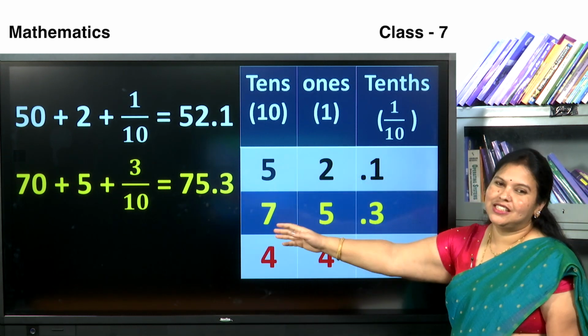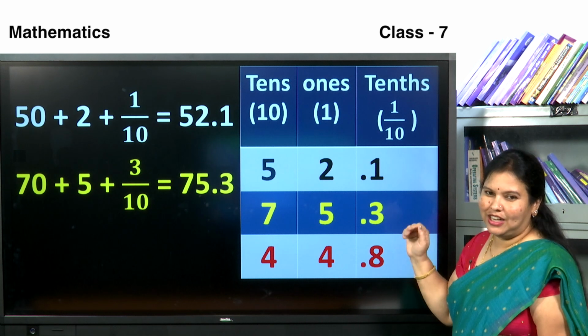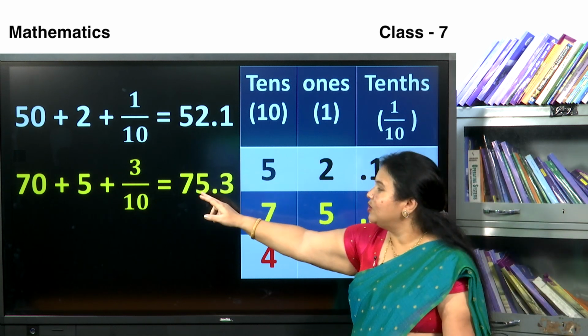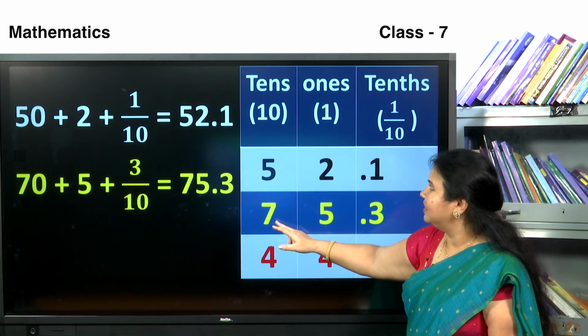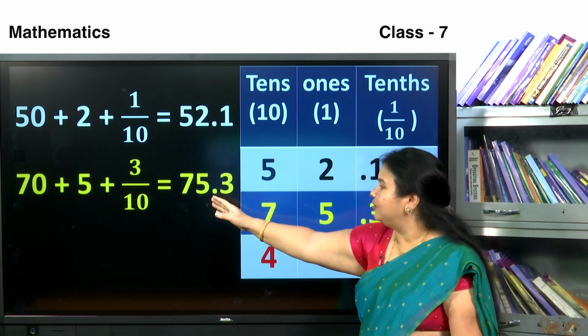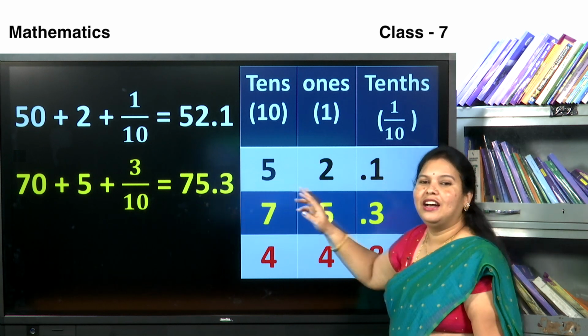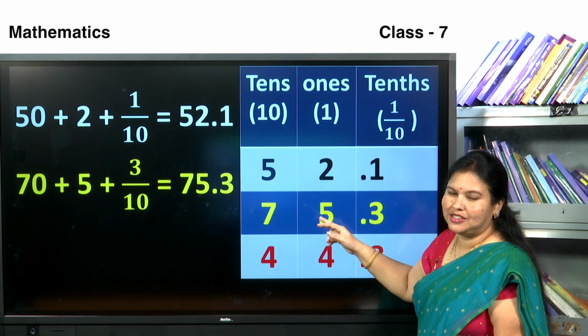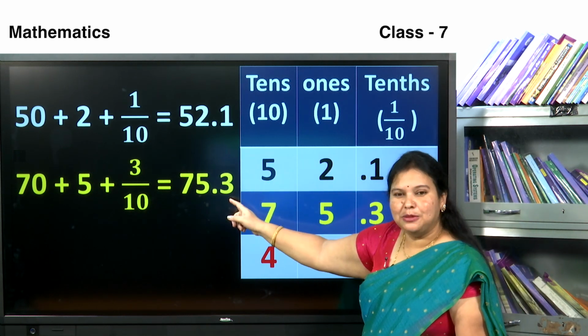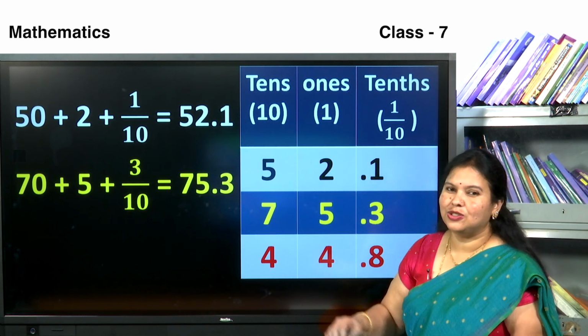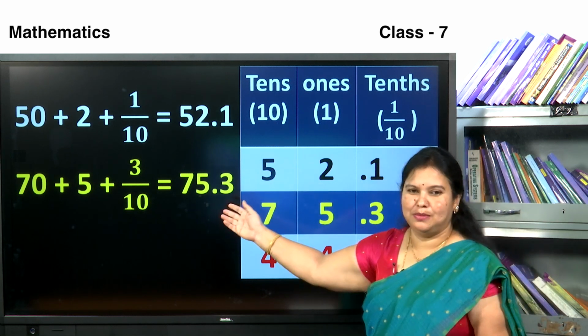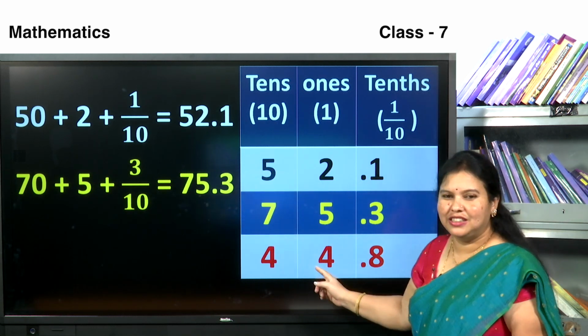Now, we will place this decimal form in the place value chart. Here we have 7 in the tens place, so I have written it below the tens place, and 5 is in the unit place, so I have written it below the ones place, and 3 is in the tenth place, so I have written it under the tenths place. You have understood the way I have done in these two examples. So, follow the same in the third example.